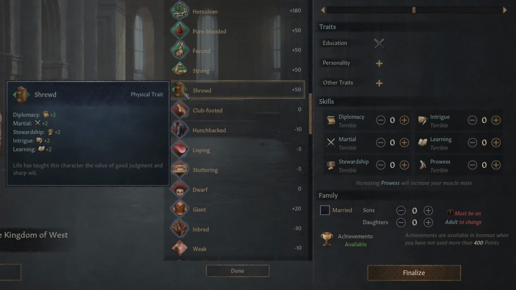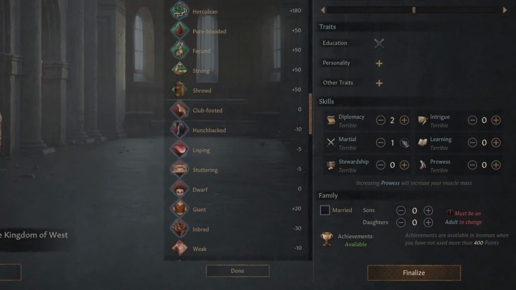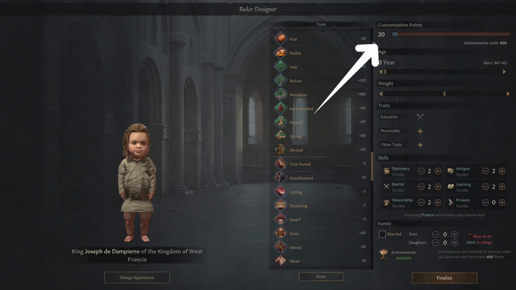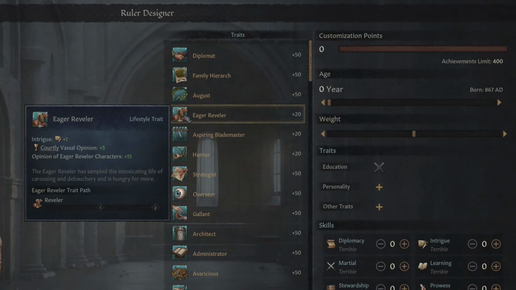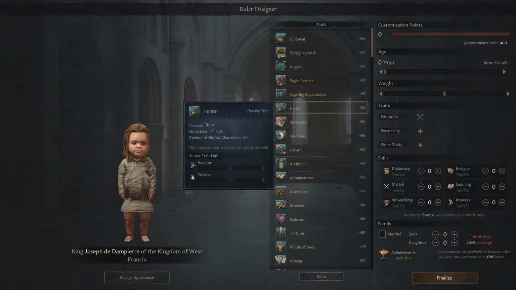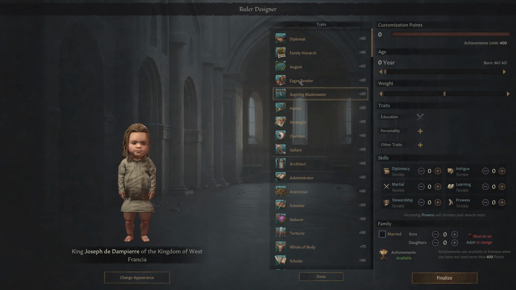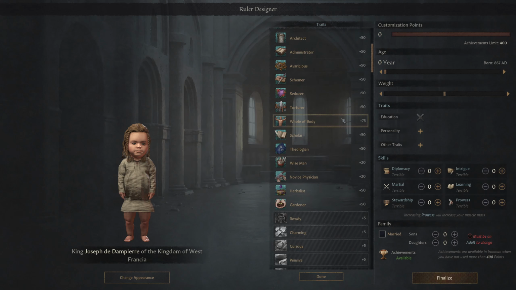Some examples: Shrewd gives +2 to all skills, but costs 50 points, and we just learned adding +2 to everything will only add up to 20 points, and we usually want to hyper-focus a custom ruler anyways. Or traits like Eager Reveler, which can be gained from just hosting a feast. In summary, we only want to spend our points on things that will really make a big impact. I'll briefly comment on each section of trait categories and point out my favorites.